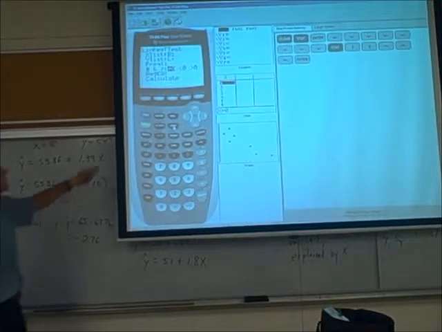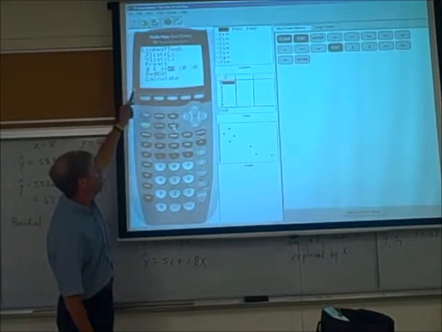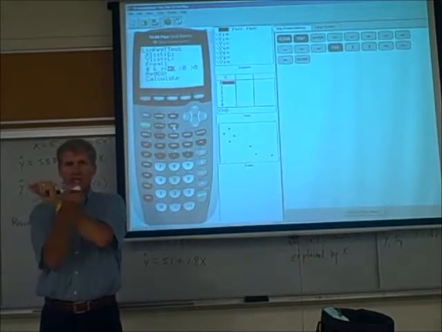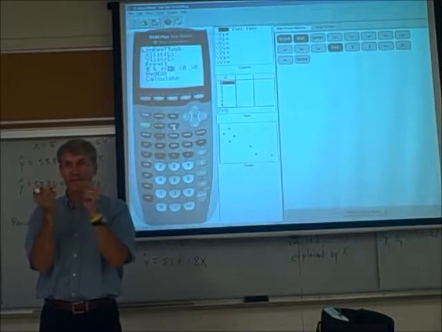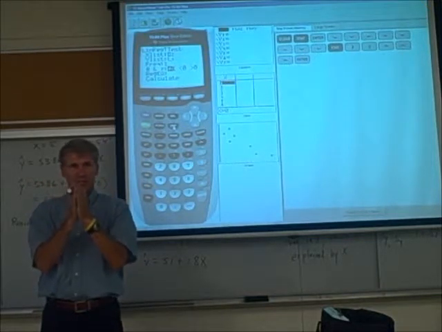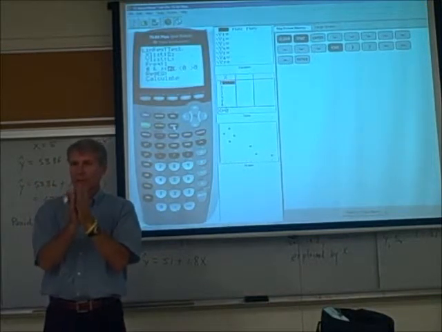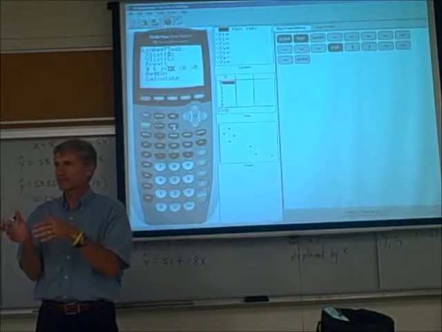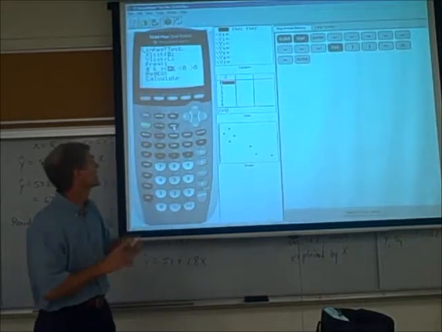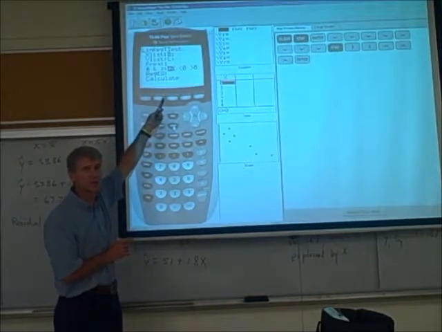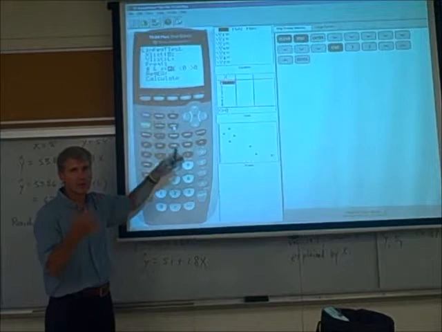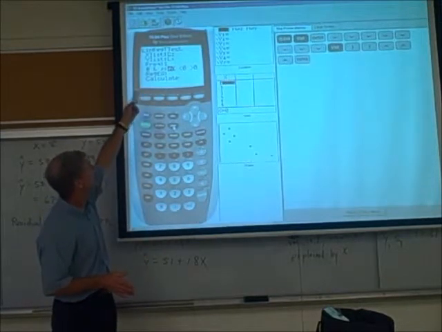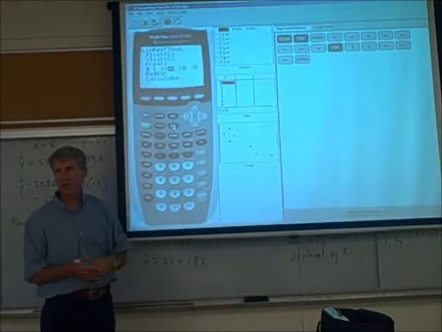And then it asks for two things, X list and Y list. Now if you remember, I put my X and my Y's in the opposite lists, so you may have done it the other way around. But what you want is the X variable is weight. Weight is explanatory for how much the bike costs. So X should be your X list. I put mine in L2. So just tell it wherever you put your weights. And then my Y list is L1. That's where I put the prices.